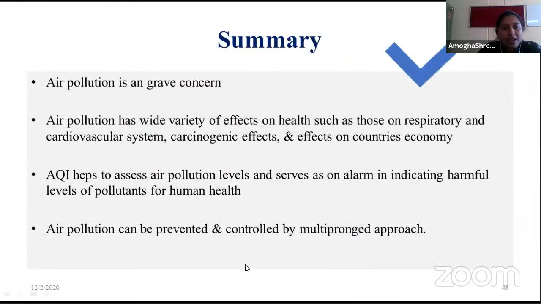To summarize, air pollution is a grave concern. It has a wide variety of effects on health, like on the respiratory and cardiovascular systems. It has carcinogenic effects and effects on the country's economy. And AQI helps us to assess the air pollution levels and serves as an alarm indicating harmful levels of pollutants for human health, and air pollution can be prevented and controlled by taking a multi-pronged approach.